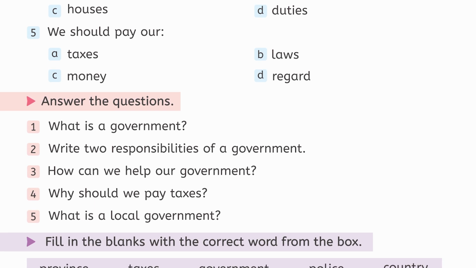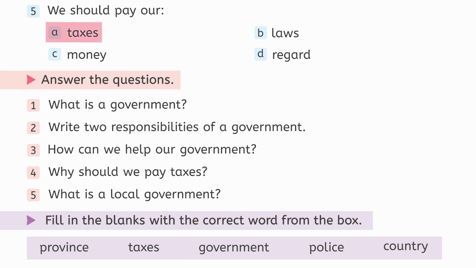And next, we should pay our option A taxes, option B laws, option C money, option D regards. So we should pay our taxes, so option A is the correct option.